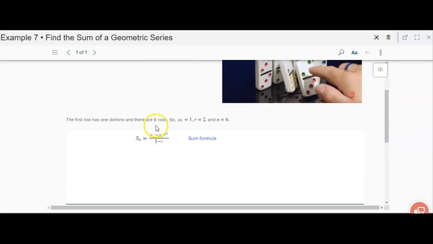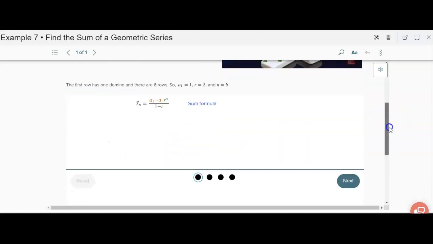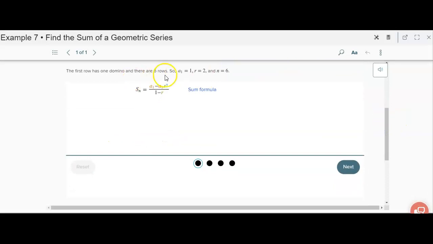Let's move this so I'm not distracted. There are 6 rows. The first row has 1 domino, and then times 2, times 2, times 2, and so on and so forth. So if there are 6 rows, then the first row is 1, the common ratio is 2, and we want to find the sum of the first 6 rows.